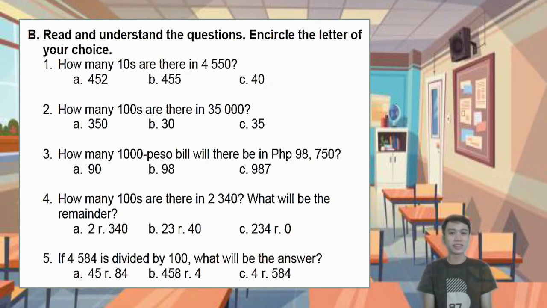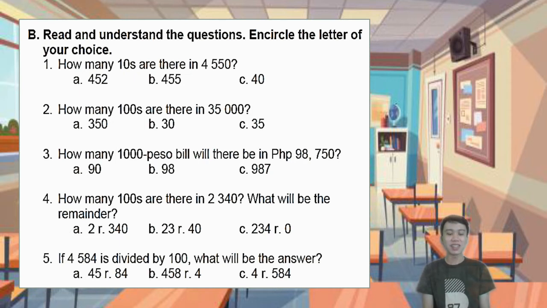Read and understand the questions. Encircle the letter of your choice. Number 1. How many tens are there in 4,550? A. 452. B. 455. C. 40. Number 2. How many 100s are there in 35,000? Letter A. 350. B. 30. C. 35. Number 3. How many 100 peso bill will be there in 98,750? A. 90. B. 98.